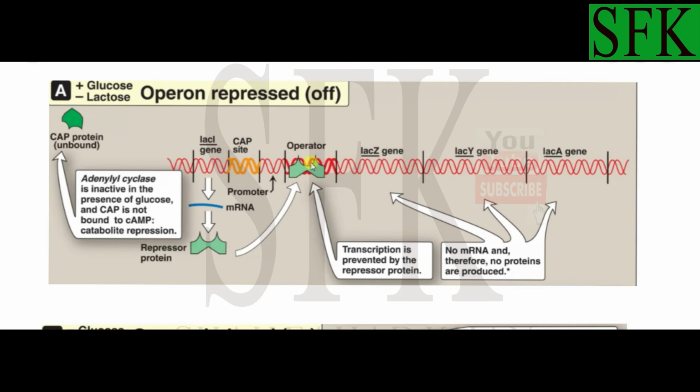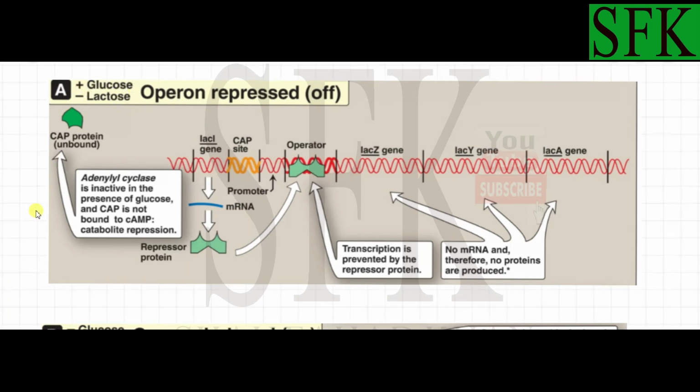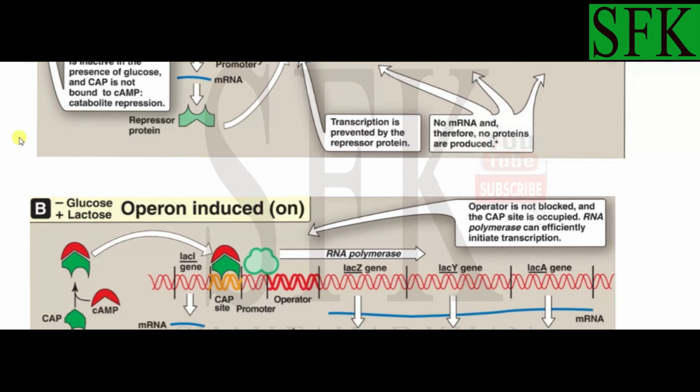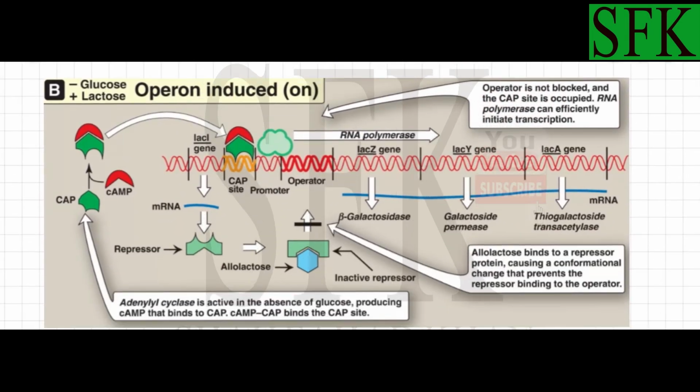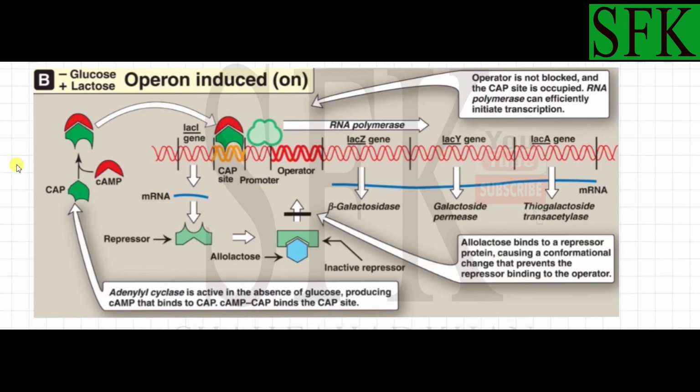Okay, for transcription to be initiated, the operator must be empty and this cap site must be full with the complex that is formed by the cap site. So this is the condition in presence of glucose and in absence of lactose. Now let's reverse the conditions. What if glucose is not available and lactose is available? This is what we just spoke about.